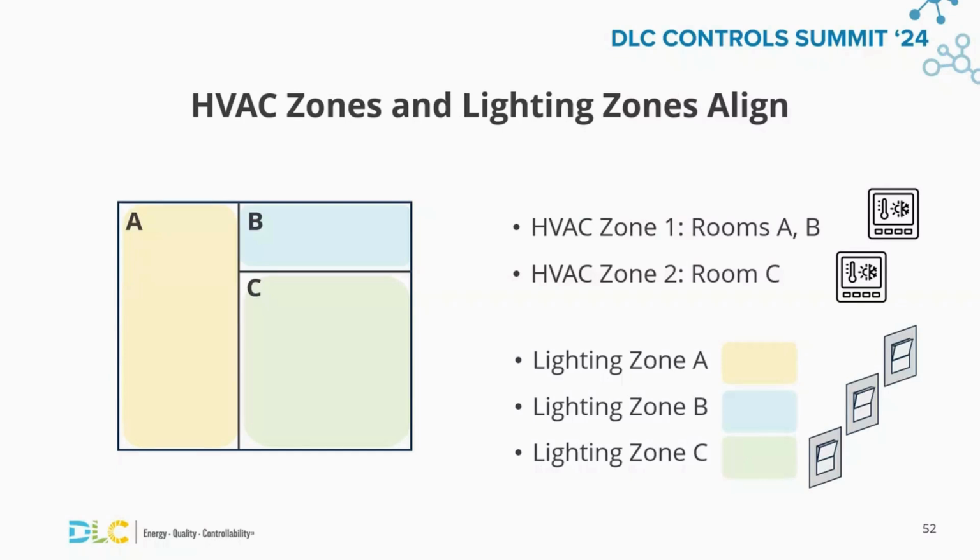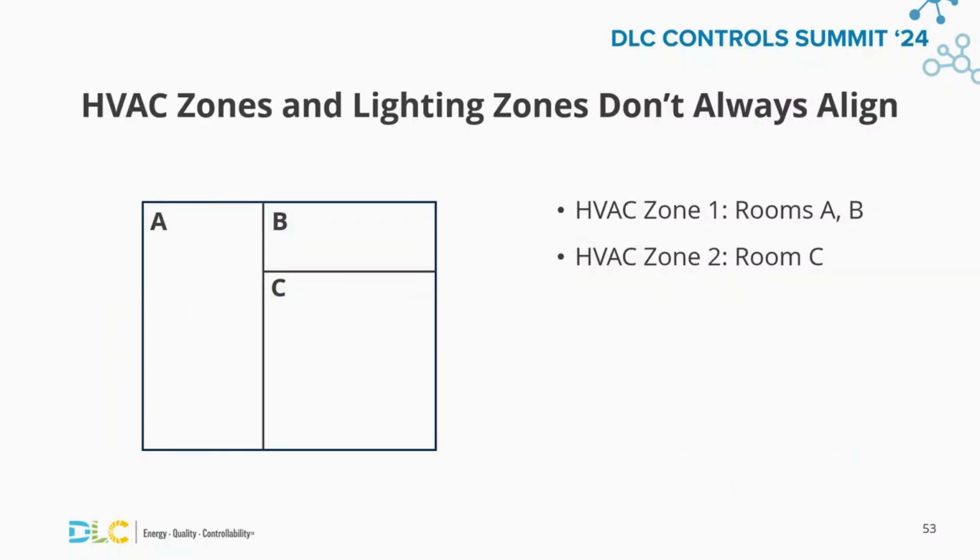In this example, the HVAC zone and the lighting zones line up well, so the lighting system can provide appropriate occupancy signals to the HVAC system by combining occupancy signals for rooms A and B. But in other buildings, the HVAC zones and the lighting zones do not align, so it's not easy to get signals from the lighting system that are appropriate to control the HVAC system.